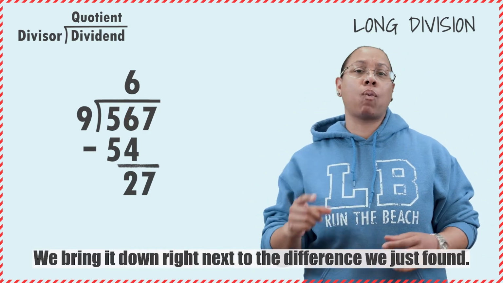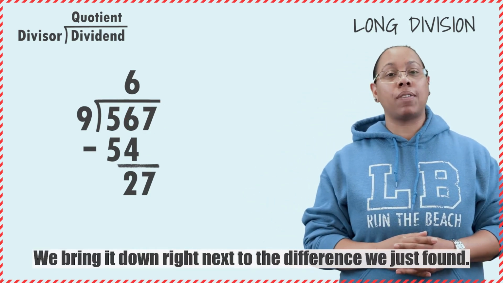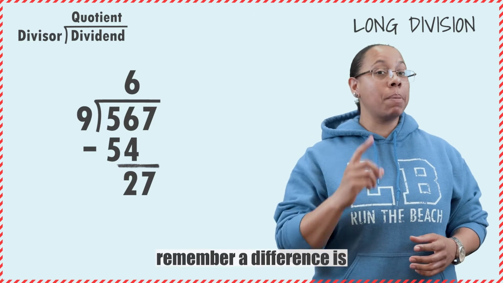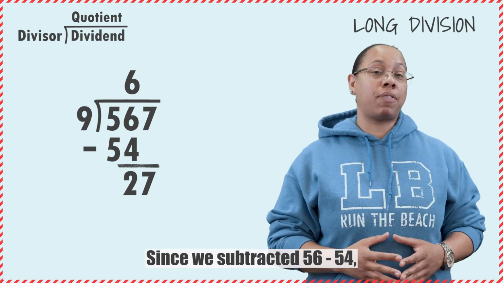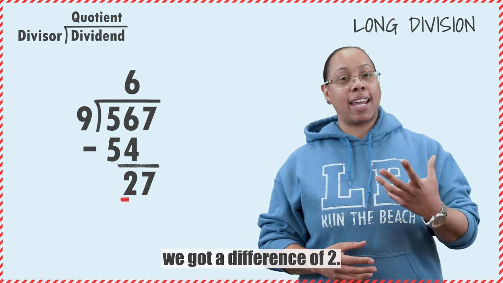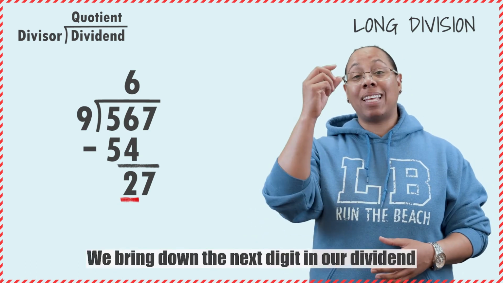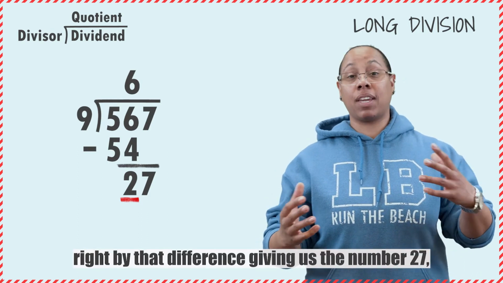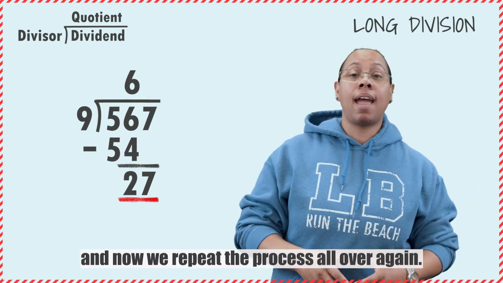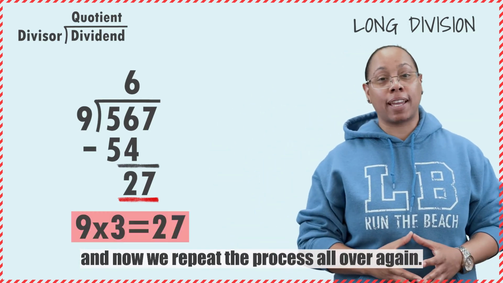We bring it down right next to the difference we just found. The difference is 2. Remember, a difference is the answer to a subtraction problem. Since we subtracted 56 minus 54, we got a difference of 2. We bring down the next digit in our dividend right by that difference, giving us the number 27. And now we repeat the process all over again.